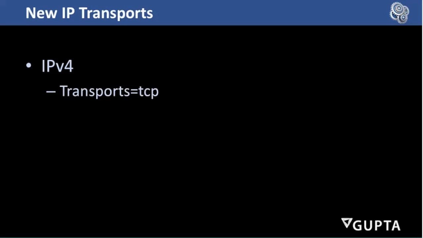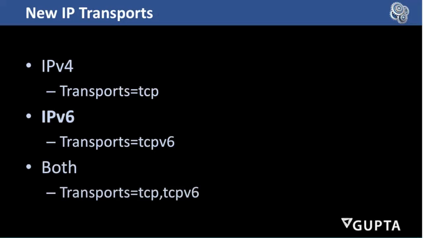So here are new IP transports, for example. If you're using IP version 4, then you could put transports equals TCP into sql.ini. If you use IP version 6, the new IP protocol, then we would put transports equals TCPv6. Or you could actually put both, transports equals TCP and TCPv6. So whatever your server supports for protocols, you could have them enabled in the client so the connection will work in any case.